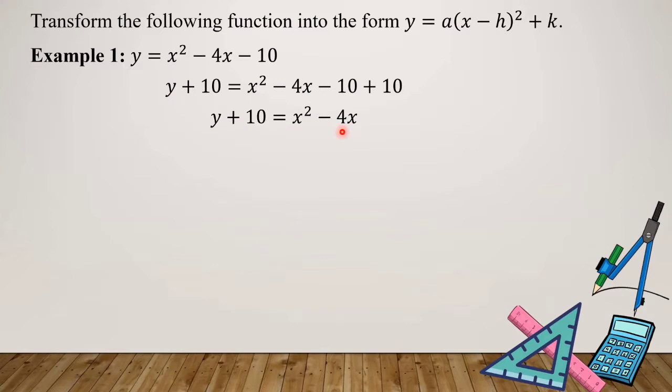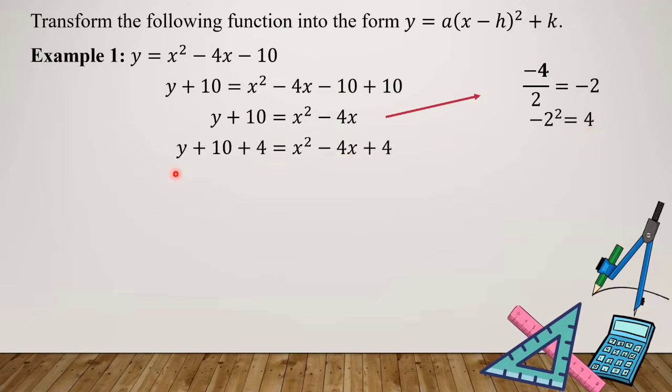The next step is get the coefficient of the linear term, which is the negative 4. The negative 4 divided by 2 is equal to negative 2. Then after that, kukunin natin yung square ng negative 2, which is negative 2 squared is equal to positive 4. Then, we add positive 4 both side. Yung nakuha natin dito, i-add natin siya both side, which is y plus 10 plus 4 is equal to x squared minus 4x plus 4.